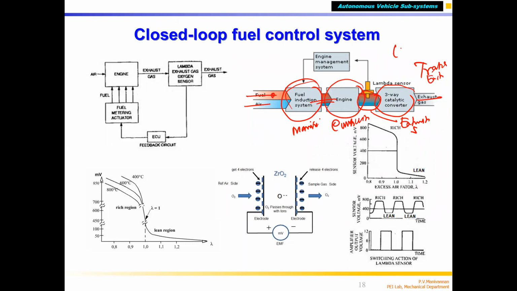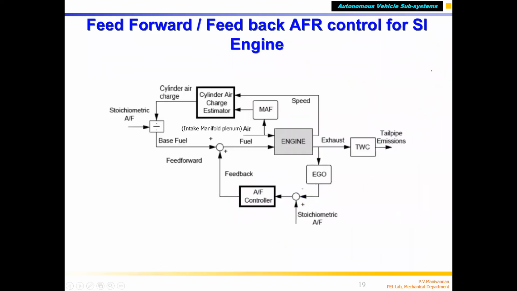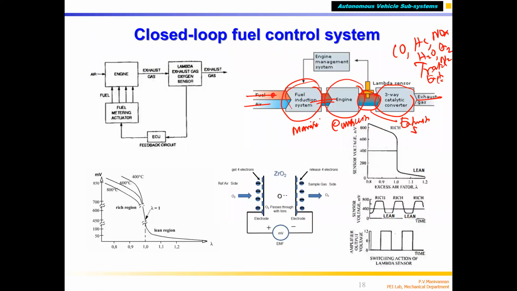What does it do? It converts CO, HC, and NOx into H2O, O2, N2, and CO2. So all the noxious gases are converted into inert gases, O2, N2, and CO2, and maybe some water. That happens. Okay, that's the whole idea.